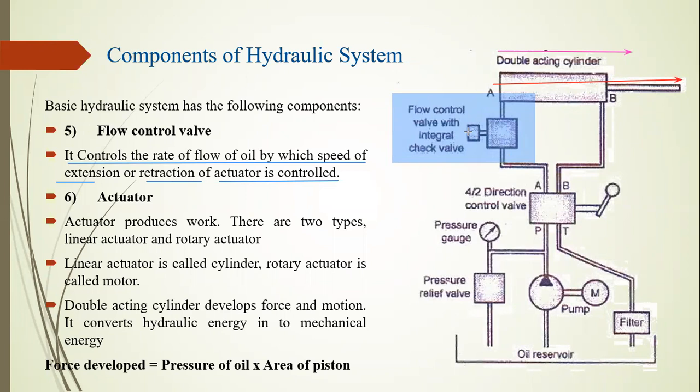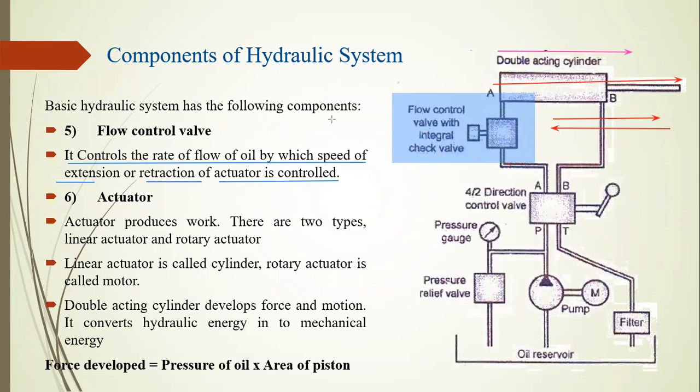What is the meaning of that? The flow control valve controls the rate of flow of oil, according to the speed we require. Here, extension and retraction: in one direction it moves to the left-hand side and in the other it moves to the right-hand side. That is called the extension and retraction points.